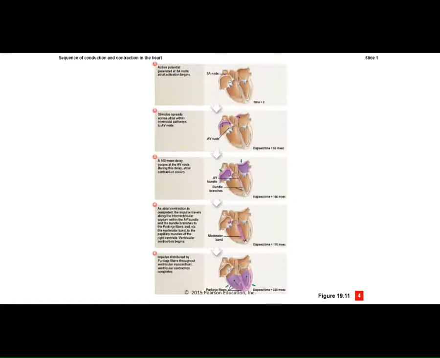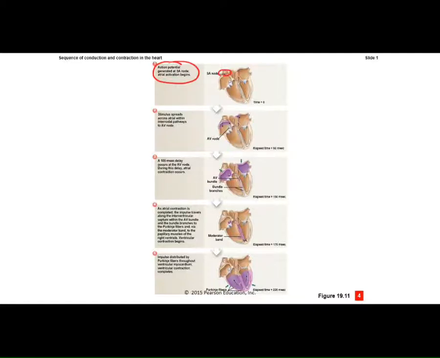I know this is small in your slides, but the action potential is generated at the SA node, right? The cells reach threshold, they're going to fire. That's going to cause the depolarization throughout the atria. That signal is going to spread quickly because of intercalated discs, and that's going to begin the contraction of the atria. What are we going to see on the EKG? P wave, right? The P wave is going to begin as the atria begin to contract. So it's showing that here.